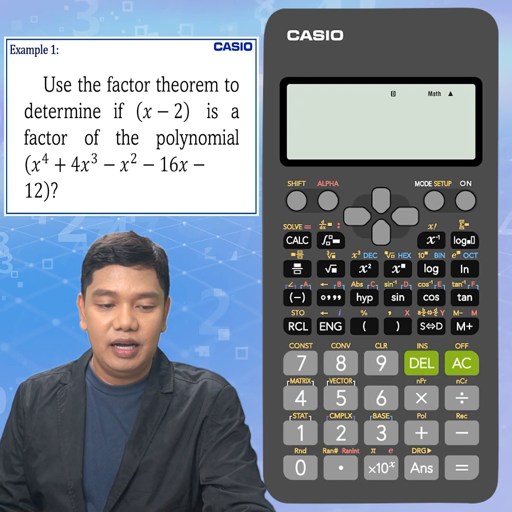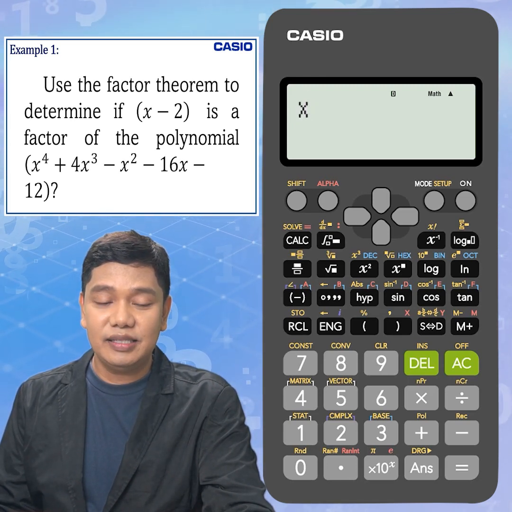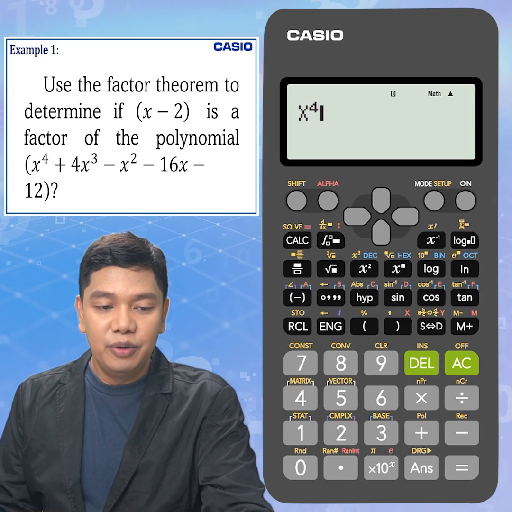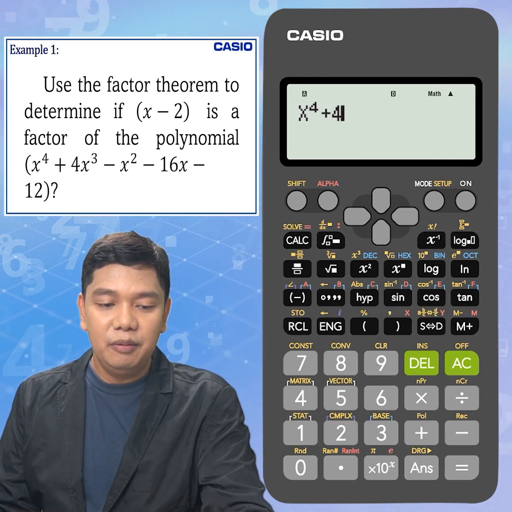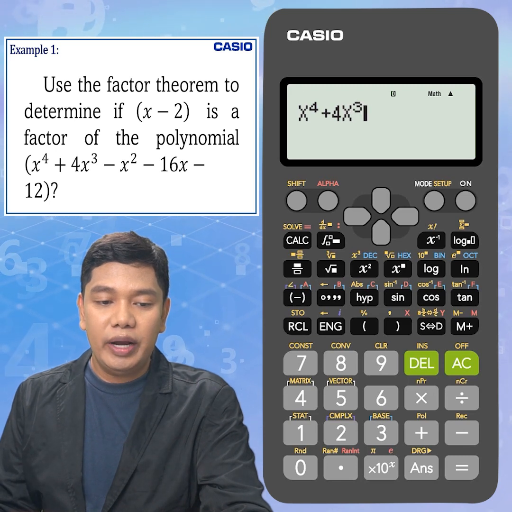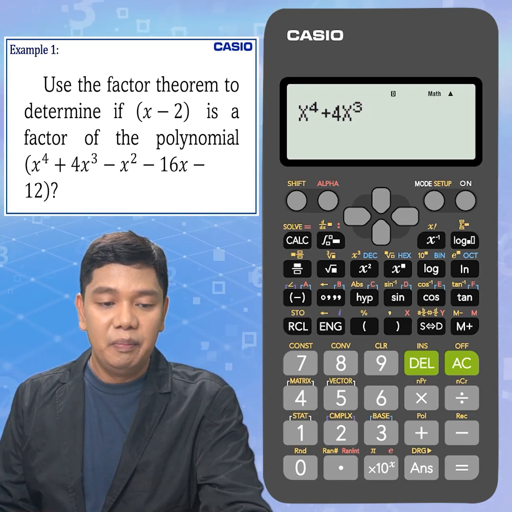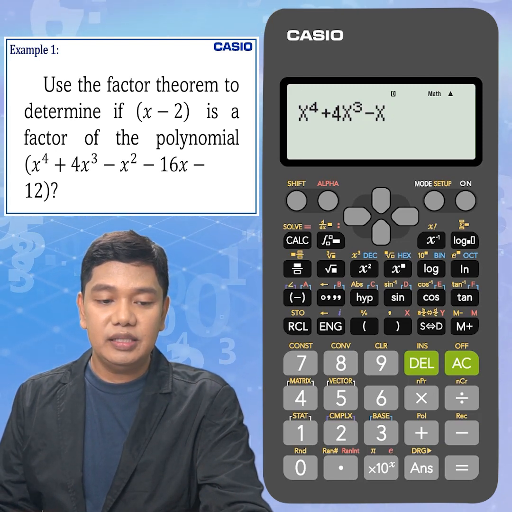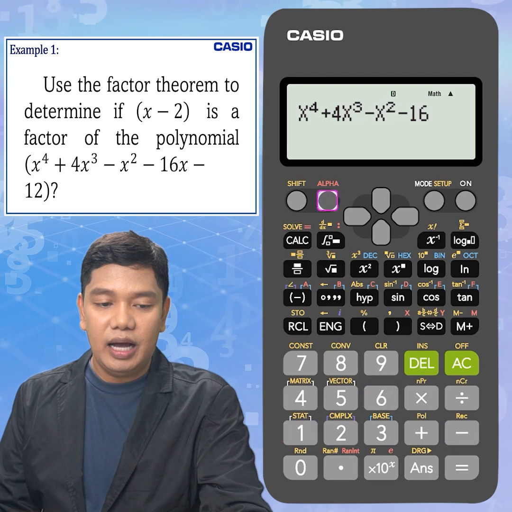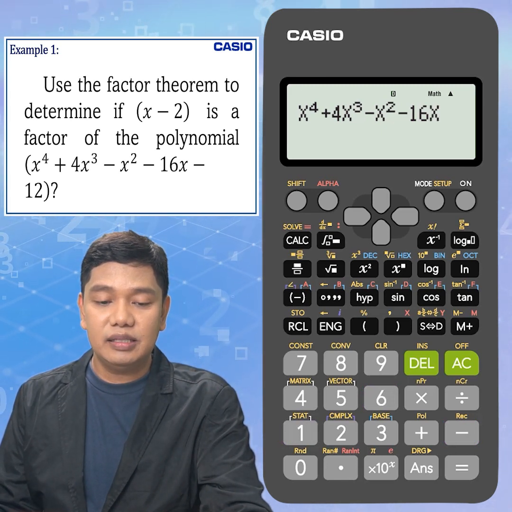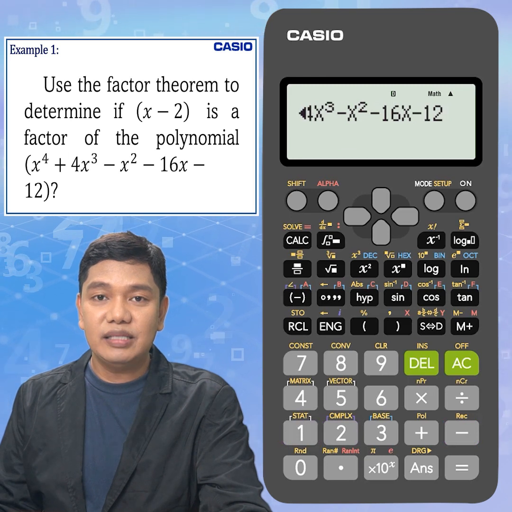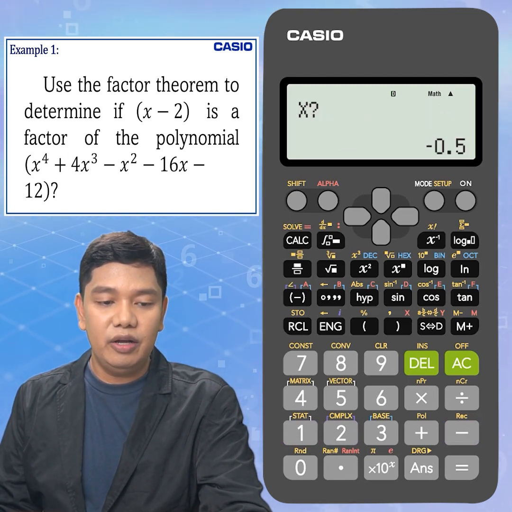Press the following buttons: alpha, close parenthesis to have the variable x, followed immediately by the exponent button, and then 4 to have the exponent 4, arrow right, plus 4, alpha, close parenthesis to have the variable x again, followed immediately by shift, and then square button to have the exponent of 3, minus, alpha, close parenthesis, and then the square button to have the x squared, and then minus 16 alpha close parenthesis to have 16x, and lastly minus 12.